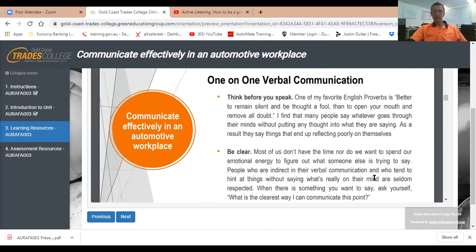Think before you speak. One of my favourite English proverbs is, better to remain silent and be thought a fool than to open your mouth and remove all doubt. I find that many people say whatever goes through their minds without putting any thought into what they are saying. As a result, they say things that end up reflecting poorly on themselves. So think before you speak.